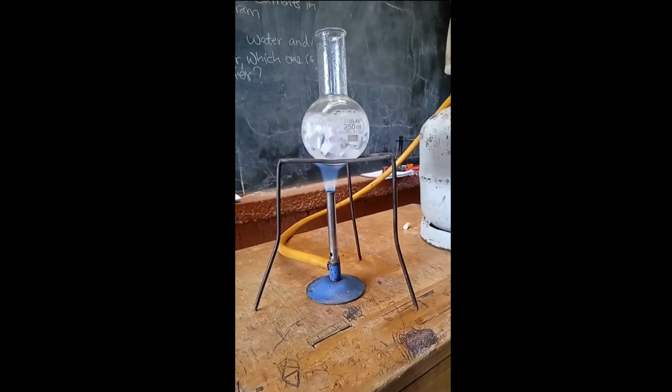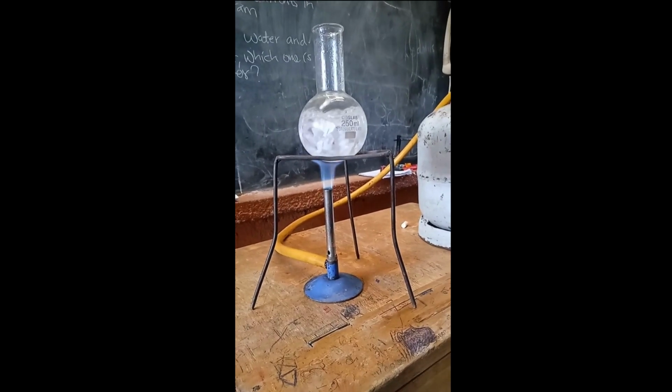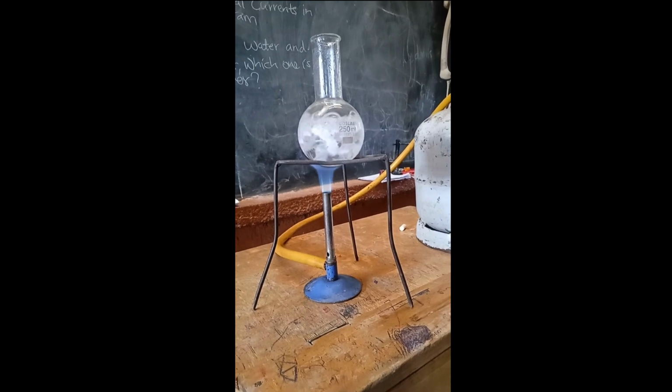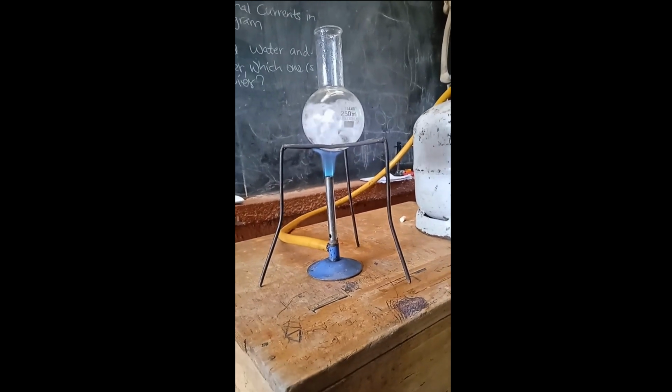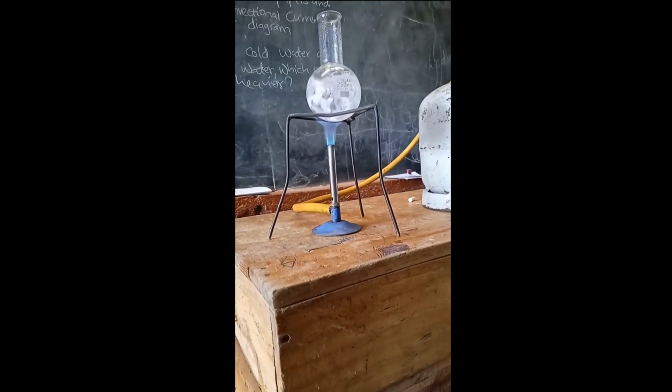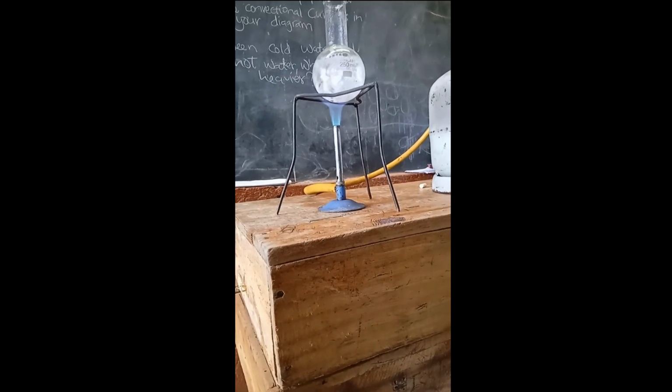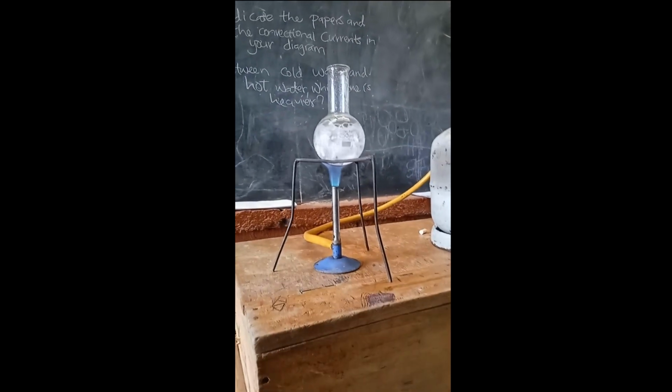We will add the papers. When we add the papers, you notice something. The papers are moving up and down in a circular manner. So we call that convection occurrence.